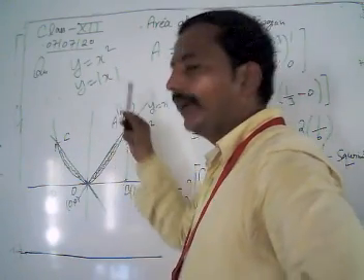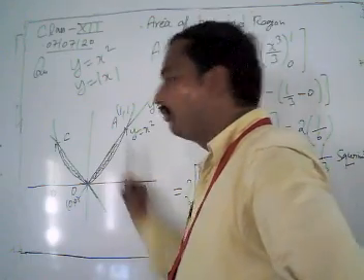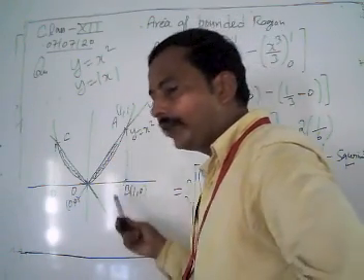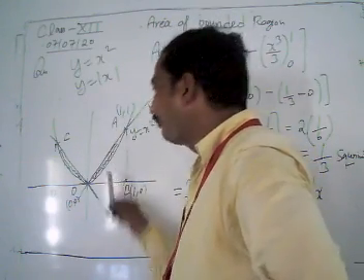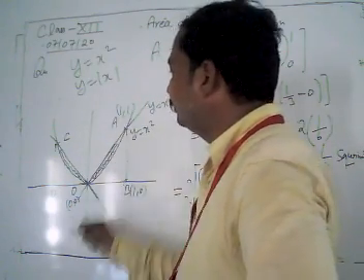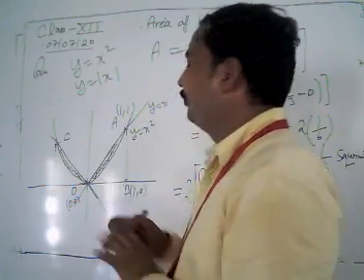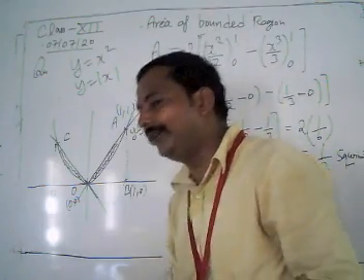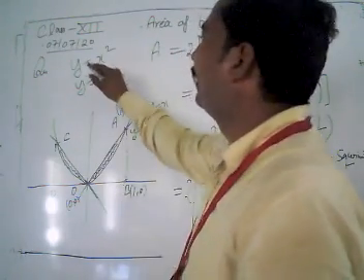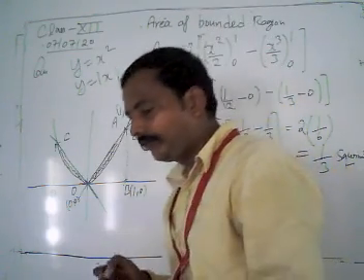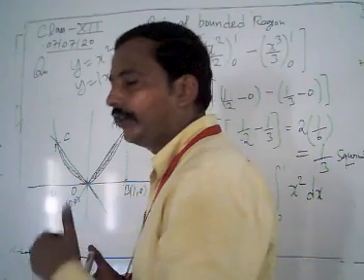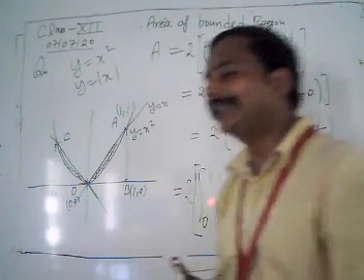Then we are going to solve y equal to mod x. In the first quadrant, y equal to mod x is given by y equal to x. In the second quadrant it's y equal to minus x. After drawing the lines, we have to find the area between the region y equal to x square and y equal to mod x. It's an example of finding the area between two intersecting curves.